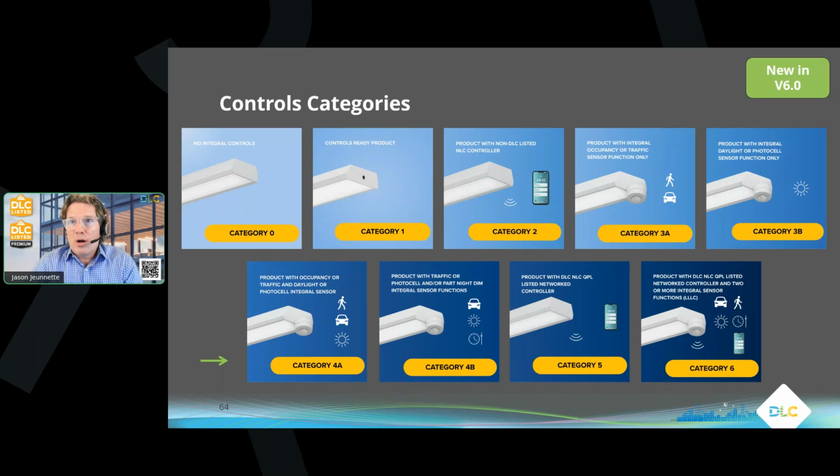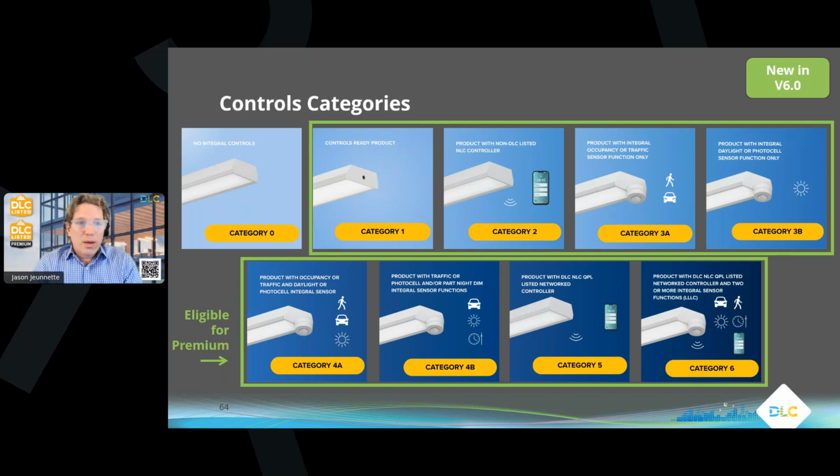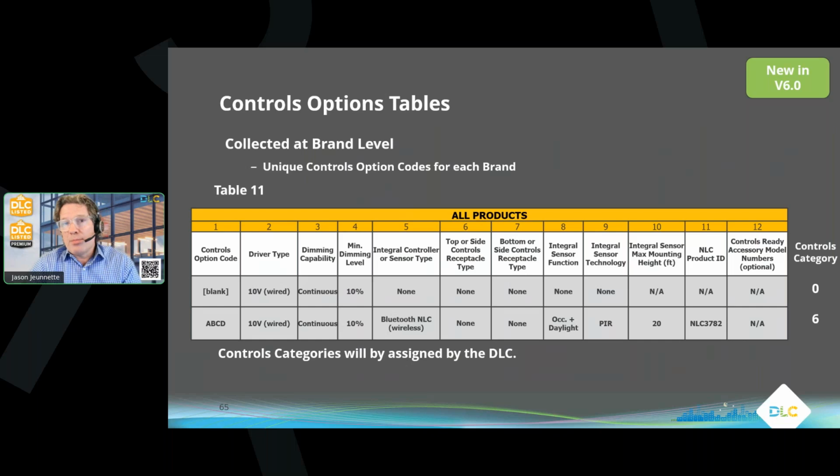The format we will be collecting all of this information in is called a controls options table. Controls options tables are collected at the brand level, and each controls option code is referenced by individual products in an application. Here's a short example of what a completed table will look like. In this case, the first line, where the controls option code is blank, is for a product with a 0 to 10 volt driver and no integral controls on board, and it gets assigned controls category 0.